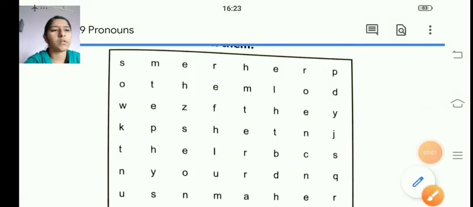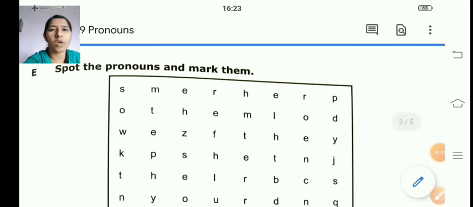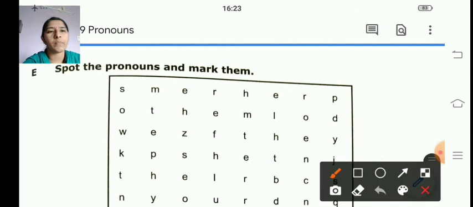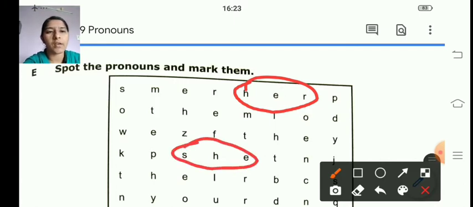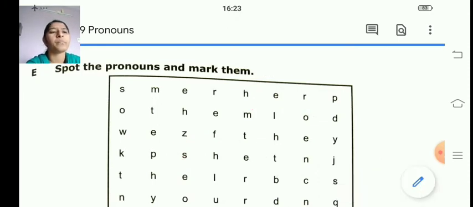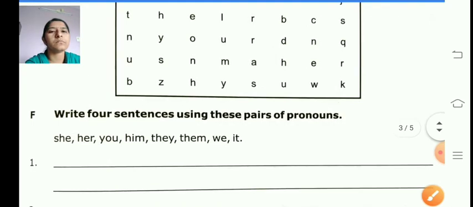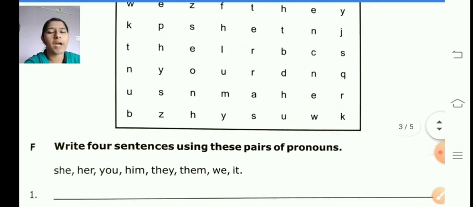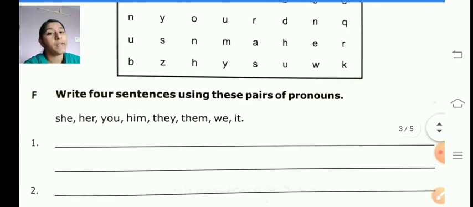So here you're just going to spot the pronouns and mark them, right? So here I'm just doing one for you. So H-E-R, her, right? Like that you have to find out she. Okay, I've done two for you. So remaining like that you have to find out and circle the pronouns. Right, children, just mark them here and just mark down the pronouns. We'll move on to the next one.